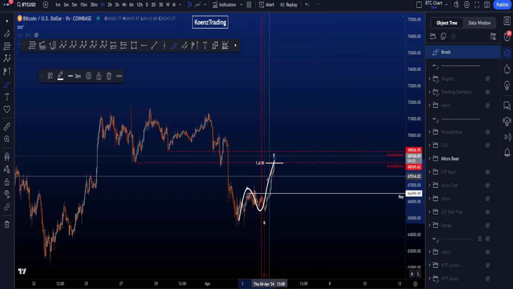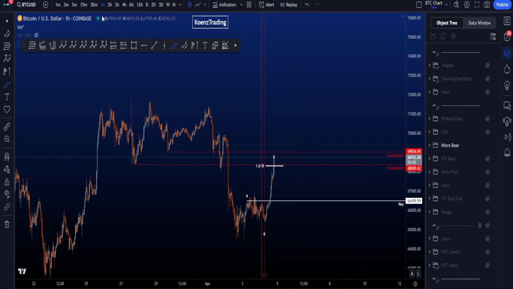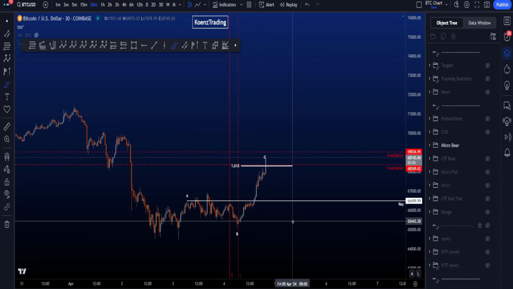Therefore, it increases the probabilities for price to move towards the upside. Instead of an ABC, the probabilities are higher now for wave 1, 2, and then eventually a 3, 4, and a wave 5.